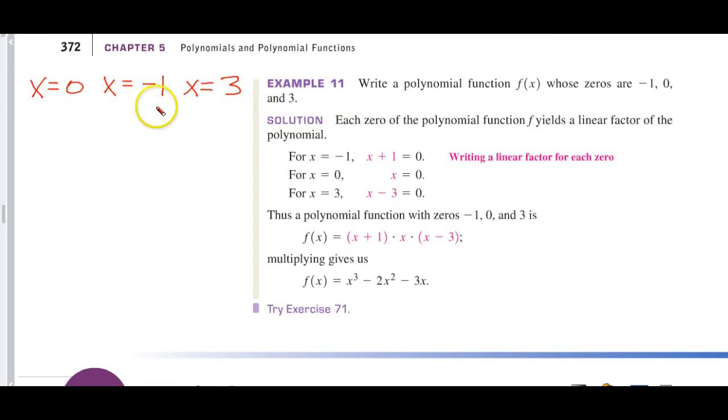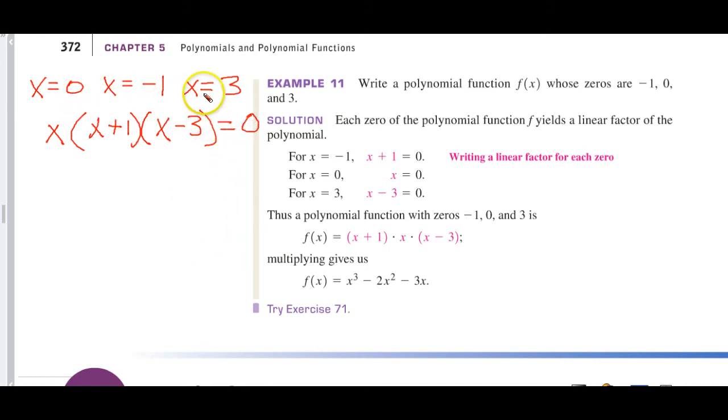Now let's take that back a step. Well, this was x. This in a parenthesis was x plus 1. This in a parenthesis was x minus 3. And we said all of that equals 0.